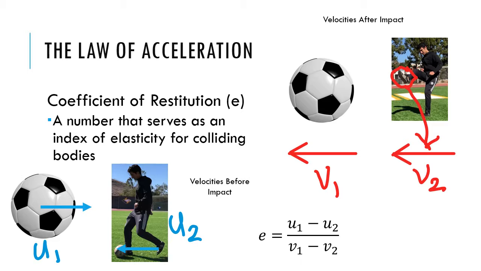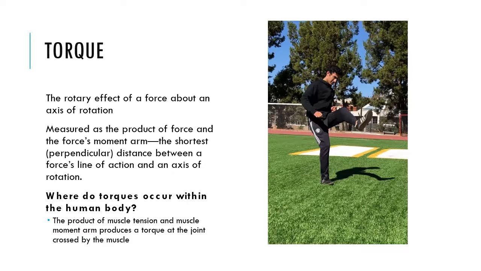Therefore, the linear speeds of the foot originated from the torque of the leg. Torque is the rotary effect of a force about an axis of rotation. It is measured as a product of force and the force's moment arm. The force's moment arm is the shortest perpendicular distance between a force's line of action and an axis of rotation. The product of muscle tension and muscle moment arm produces a torque at the joint crossed by the muscle.